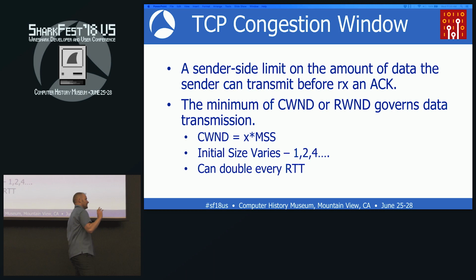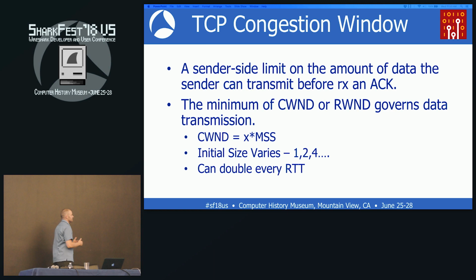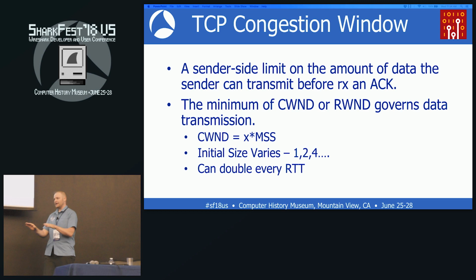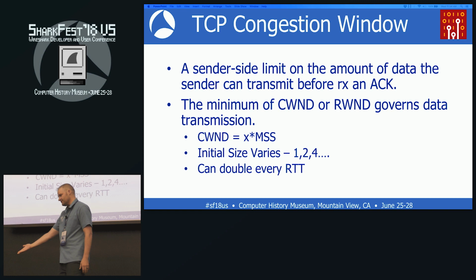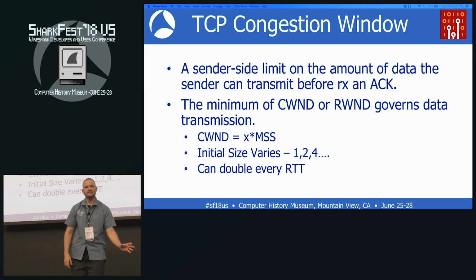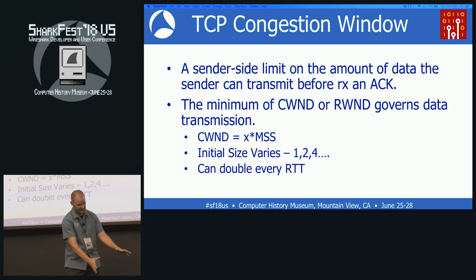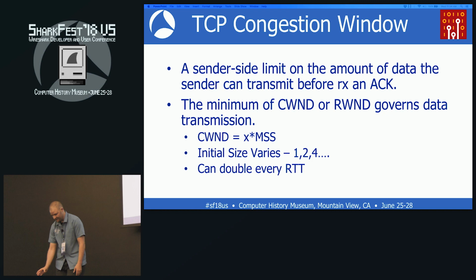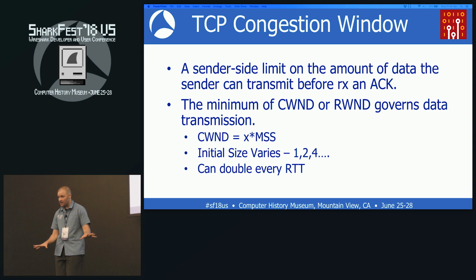Okay? So the congestion window, it's a sender side limit on the amount of data the sender can transmit before receiving acknowledgement from that receiver. The minimum of congestion window or receive window governs data transmission. Okay? So again, going back to our pipe analogy with buckets on each side, if I have a 10-gallon paint pail on this side, that's my congestion window, but the receive window is just an 8-ounce glass, I can only send 8 ounces. However, if he's got a 5-gallon bucket that he can receive water, and I've only got an 8-ounce glass over here, then I can only send 8 ounces at a time. So whichever one is smaller, that will govern the rate at which I transmit.